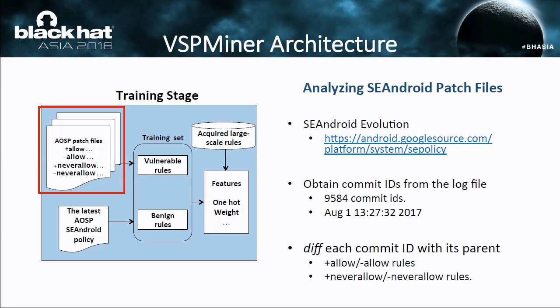First is how to extract the vulnerable rules. Our strategy is to analyze SEAndroid patch files. As we know, the official website records the logs, or the evolution, of SEAndroid. So we git log into a log file, and we obtain the commit IDs from the log file. The end time in our work is August 1st last year, and we have nearly 10,000 commit IDs in total. For each commit ID, we diff it with its parent, and we extract several things. We track added allow rules and deleted allow rules, and also added neverallow rules and deleted neverallow rules.